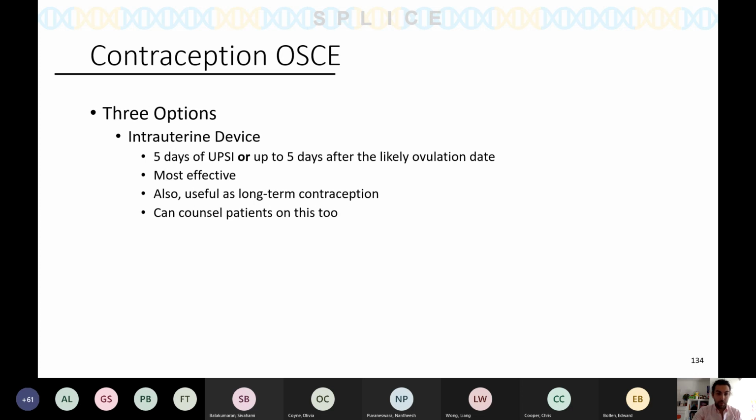And then obviously the IUD is your last one. This is the most effective and it provides long-term contraception. So this is something that you may want to counsel patients on. And also importantly, it can be fitted up to 5 days after the likely ovulation date, as opposed to just 5 days after intercourse.